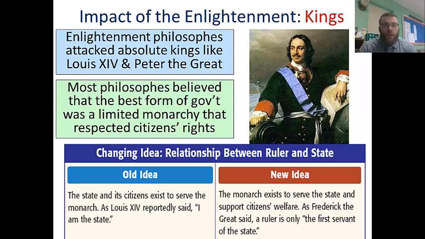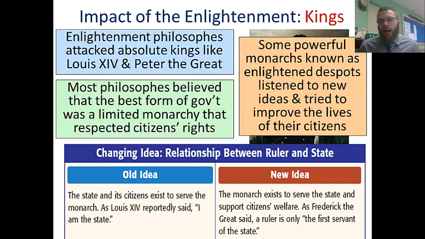Our new philosophy is that monarchs exist, or the state exists, to support citizens. They exist for people, okay? And you can see Frederick the Great saying, a ruler is the first servant of the state, okay? So everybody exists for each other.